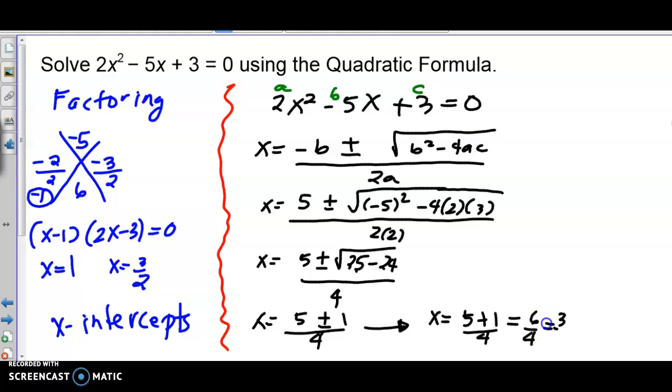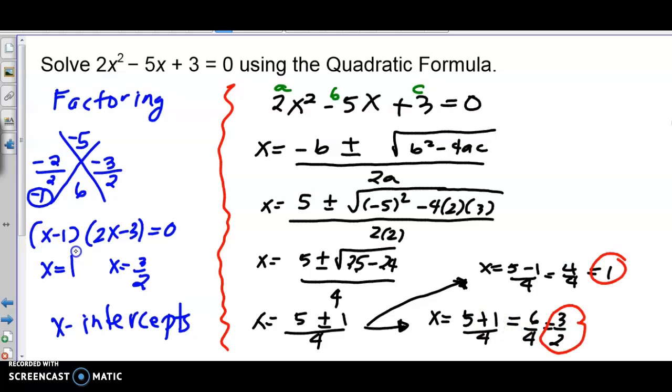If you reduce that, you'll get 3 halves. Then the other possible answer is x is equal to 5 minus 1 over 4. You get 4 over 4, which is equal to 1. So the answers here are 1 and 3 halves, which are the same as the values that we got when we factored. I think it's good that you saw the same equation solved in 2 different ways.